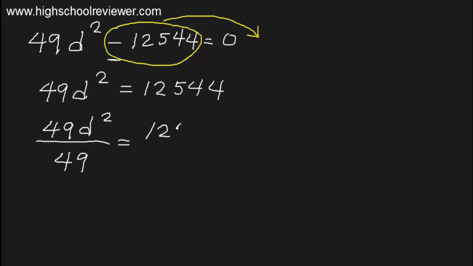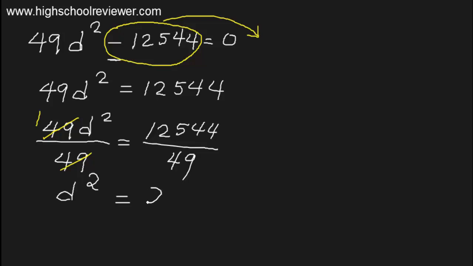So 12,544 divided by 49. So 49 divided by 49, we can cancel this out since this is equal to 1. And 1 multiplied by d squared is positive d squared. And we have here 12,544 divided by 49. This will give us positive 256. To find the value of d, we need to extract these square roots.